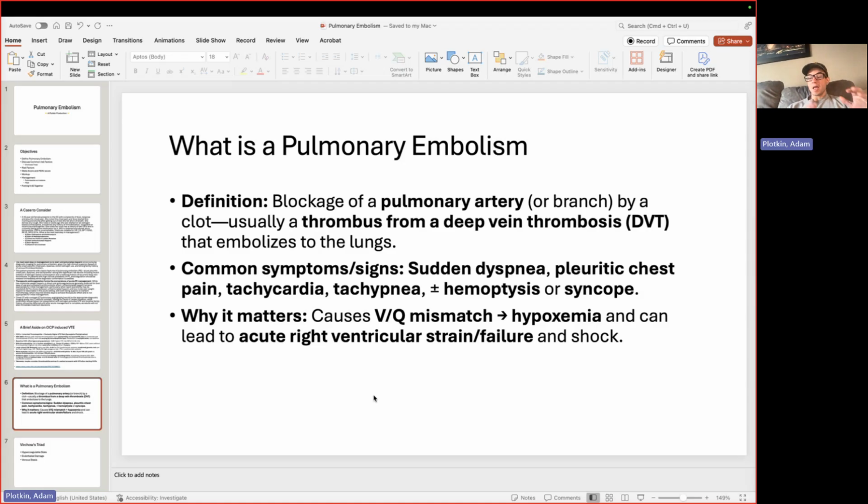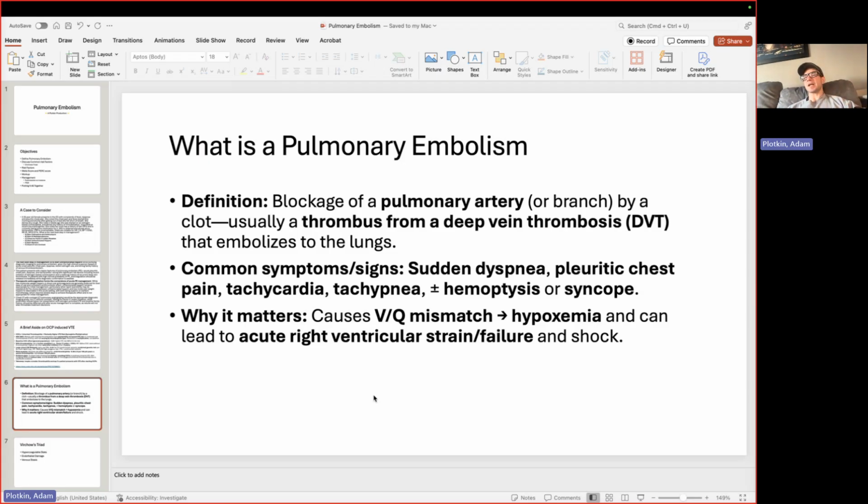Tachycardia, right? This is an extremely inflammatory situation. The whole body is going to be in a sympathetic overdrive. You'll see tachycardia. You'll see tachypnea, the respiratory rate will increase. You may see hemoptysis as well, from some of this inflammation. We're going to have some leakage of blood that's going to diffuse into the alveoli, and then the patient is going to cough up some of this blood.